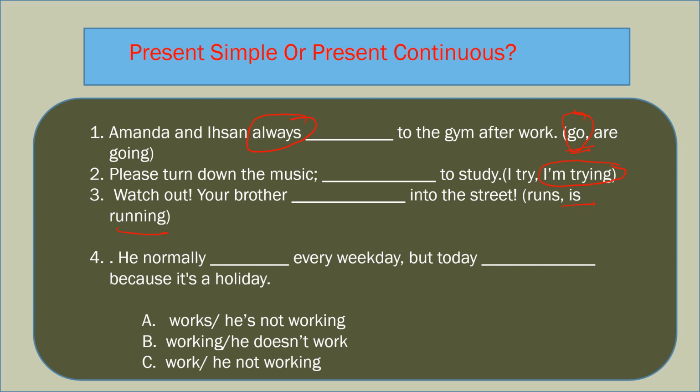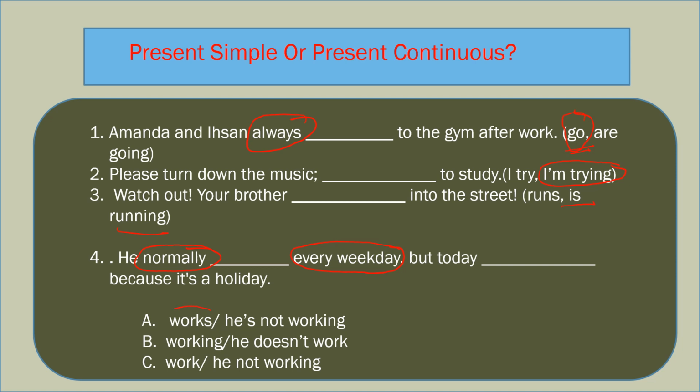Now let us try the last one. He normally every weekday, but today because it is a holiday. Look at the options that we have. Works, he's not working. Working, he doesn't work. Work, he not working. Which one? Let us look at this very carefully. He normally, that is our keyword. Every weekday. So this is a routine. So when this is a routine, we need to use simple present tense. So which one, A, B, or C shows simple present tense? Works, working, or work?